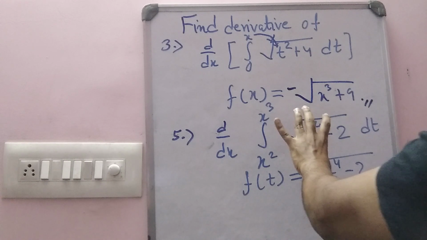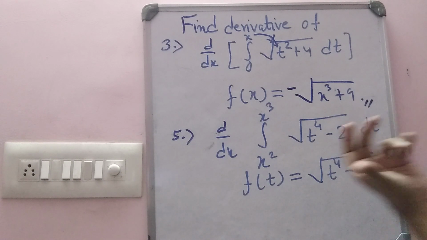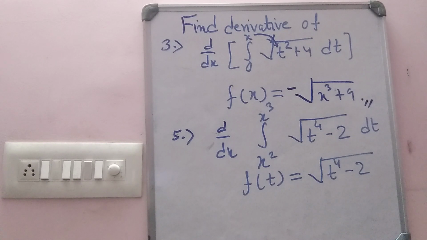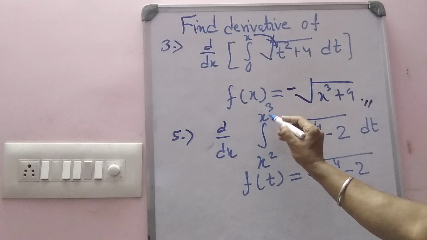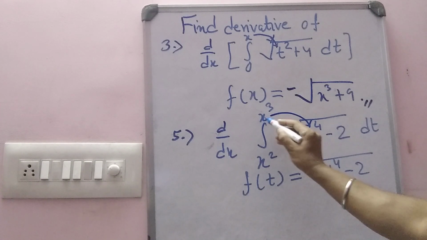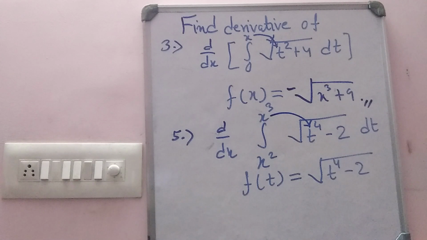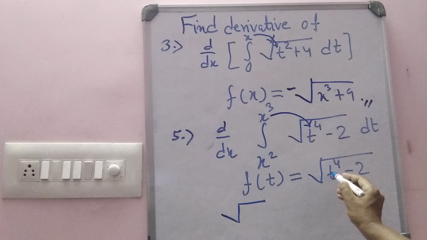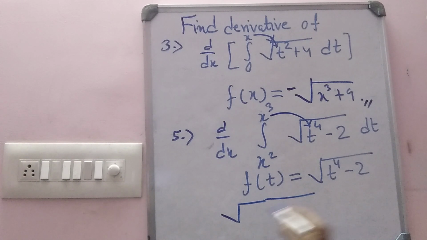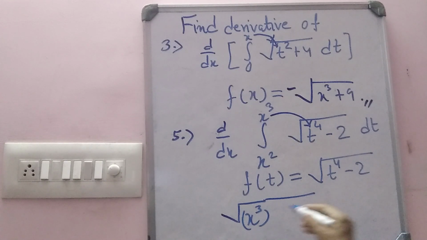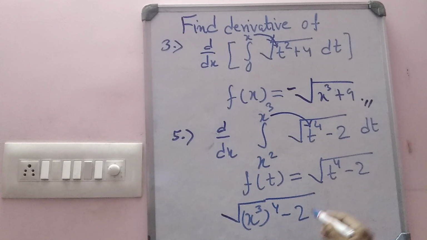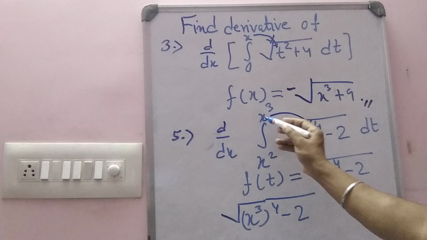I am giving you the answer in two parts. One is a shortcut method, one is stepwise. In the shortcut method, just like I told you in the previous one, directly, what is your upper limit? x cube. Exchange x cube here in place of t. So what you can write here is square root of t, t is your x cube, square root of x cube to the power 4 minus 2. It is for your upper limit.